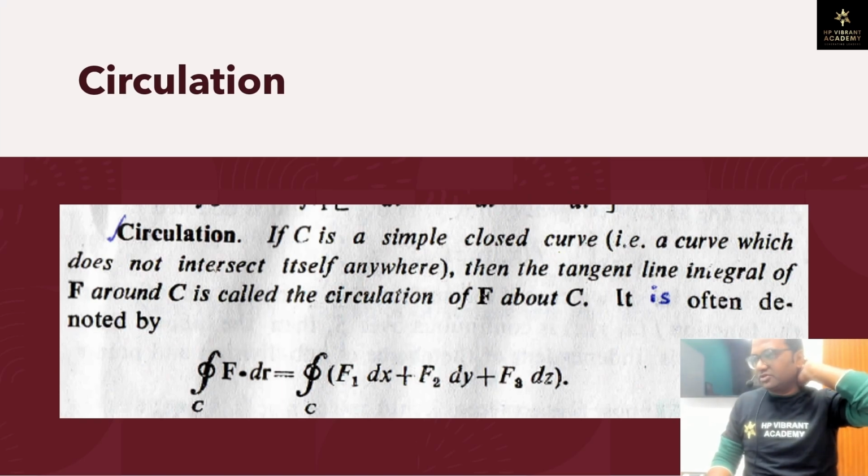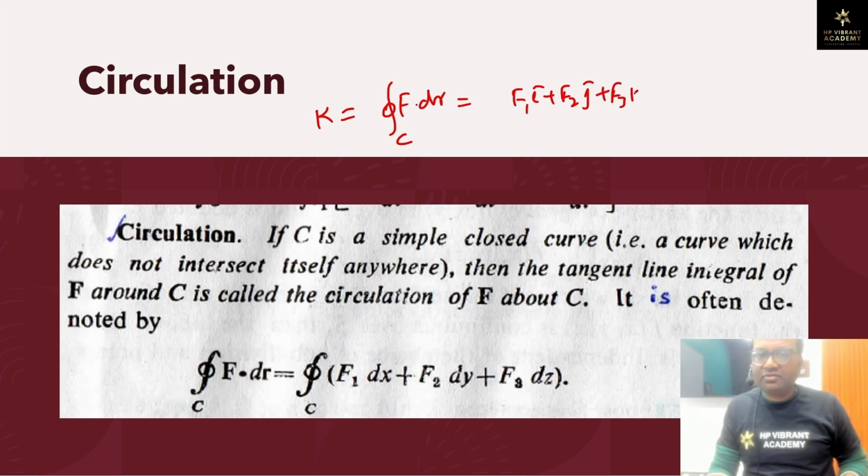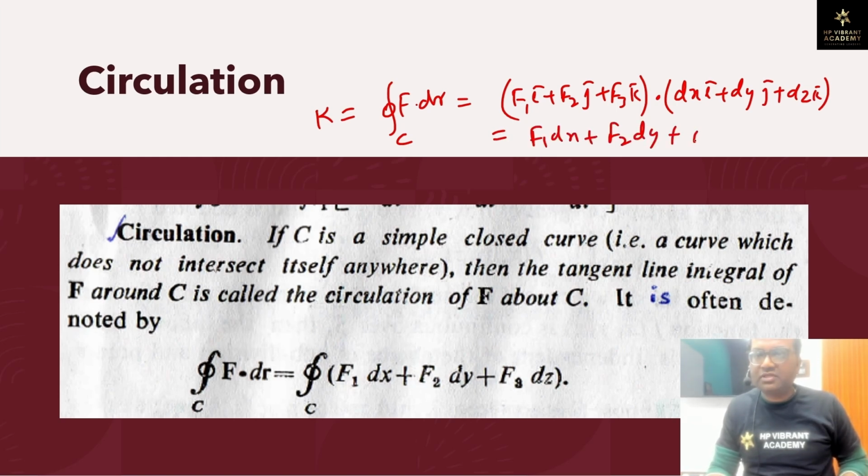Now let us discuss question number 18. Before discussing question number 18, let us revise the concept of circulation. The circulation K along the closed curve is given as the line integral of f dot dr along the closed curve. Let us take f as f1 i cap plus f2 j cap plus f3 k cap, dot product with dr. Dr we can write as dx i cap plus dy j cap plus dz k cap. And this is equal to f1 dx plus f2 dy plus f3 dz. This is the value of circulation K.